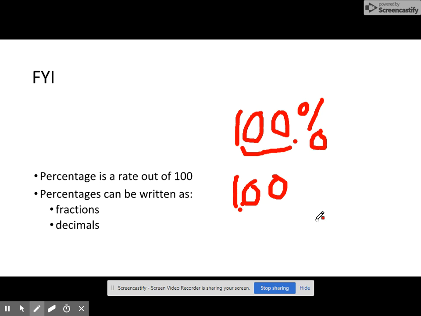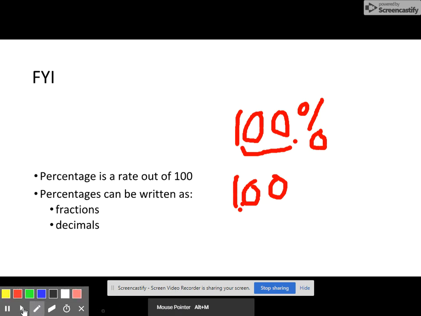You can technically have over 100%, but we're not really going to get into that in this lesson. But typically, you will have 68% would be written as 0.68. 75% would be written as 0.75. So with that in mind, let's move on to the next example here, the next slide.